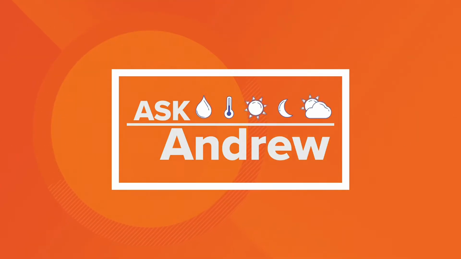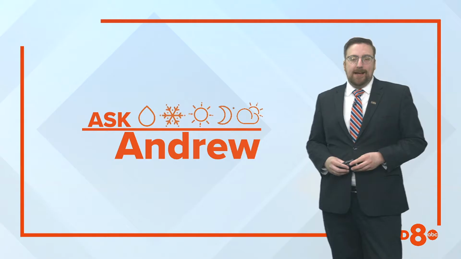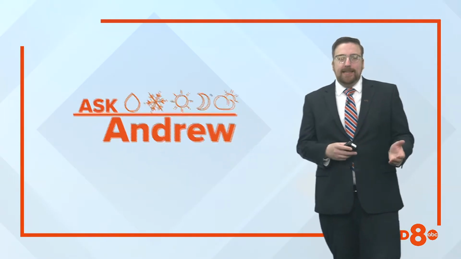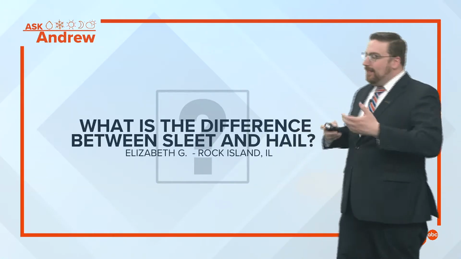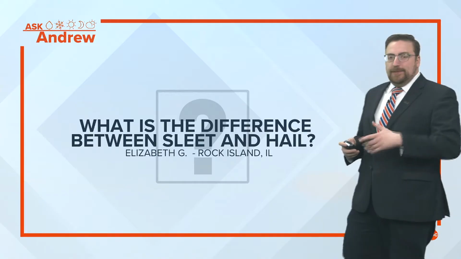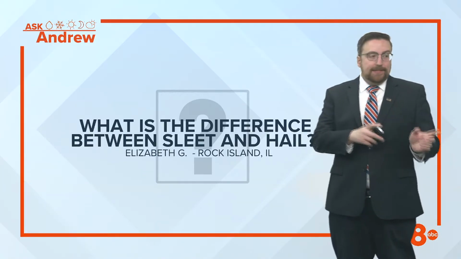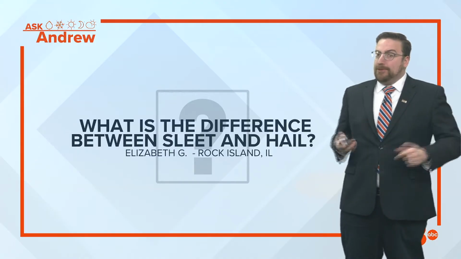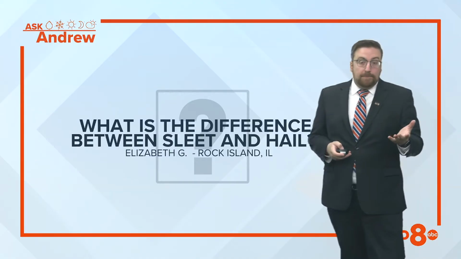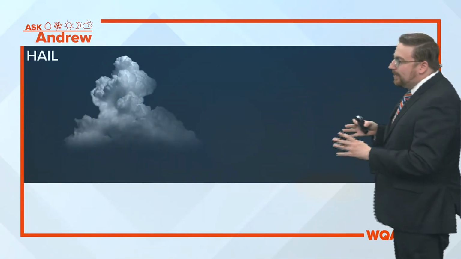Yeah, this week, a really good question coming in from Elizabeth in Rock Island, wondering what's the difference between sleet and hail, because we saw both of them yesterday across a good chunk of the Quad Cities. So let's dive in, and a lot of it has to do with the process of how it forms. Now, obviously, one looks different than the other. Sleet much smaller, little pellets, if you will, and hail can be much larger, up to the size of golf balls and even baseballs at times. But here's why it differs in the way it's sized and how it forms.